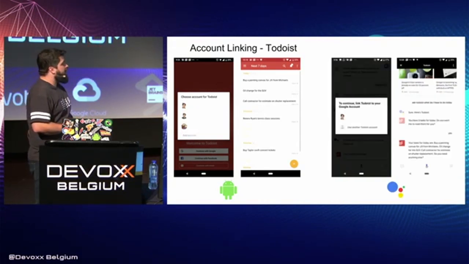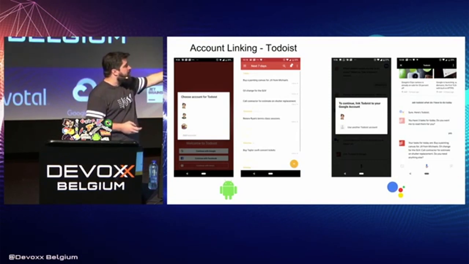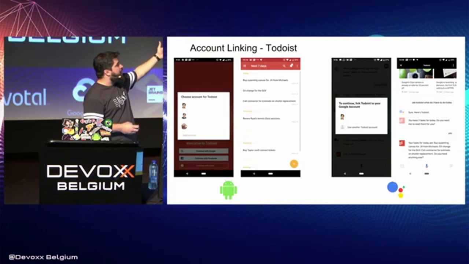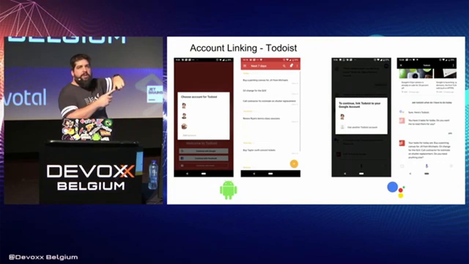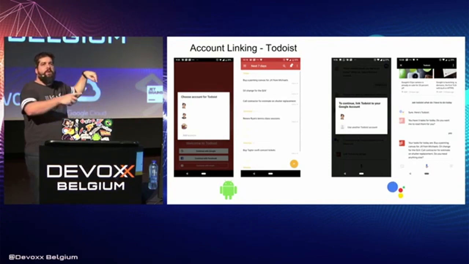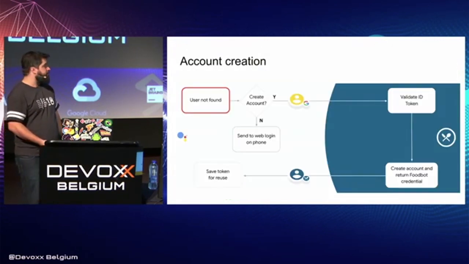On the assistant, you start asking for something, and then the Google system, the Android platform in this case, will give you the account linking box to choose an option. You choose your account, and then it's linked. So the action doesn't have access to your data before you consent to the login, in this case, right?